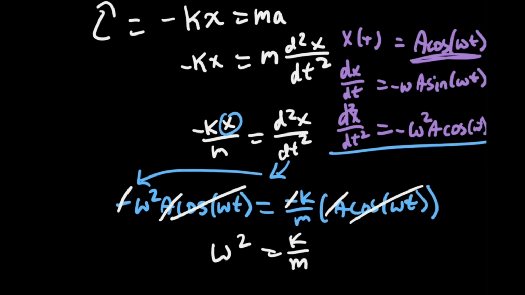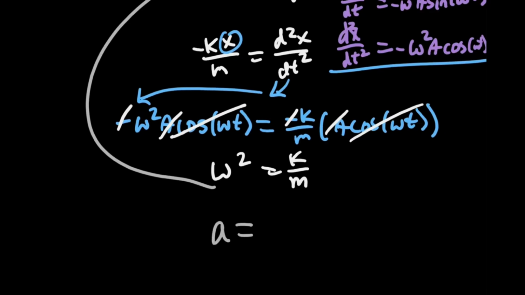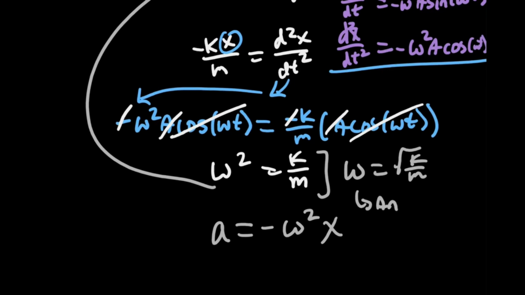Now, let's go back up to the equation we made over here. If we know this, then we can simply plug this back in, and what we're going to get is that a is equal to negative omega squared x, right? That's just something we can put out there. Another thing that we can derive from this is that omega is equal to the square root of k over m, and this is our angular frequency.